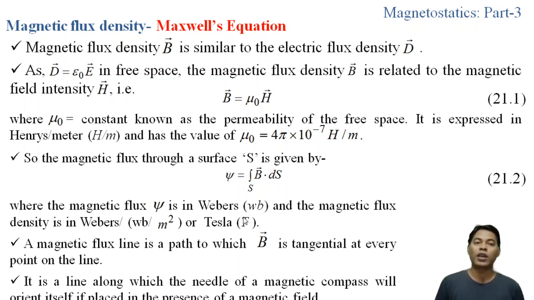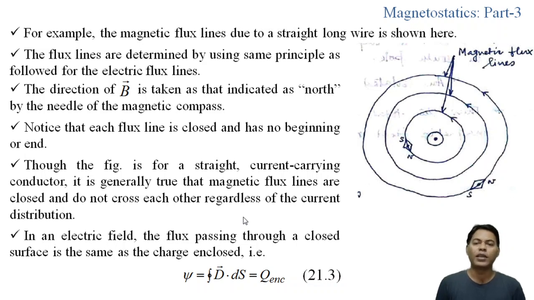Let us understand with an example what the magnetic flux lines are. For example, here we have considered the magnetic flux lines due to a straight long wire, which is shown in this diagram. The flux lines are determined by using the same principle followed for the electric flux lines. Here the direction of B is taken as indicated by the north of the needle of the magnetic compass.